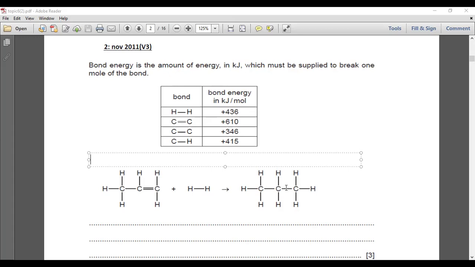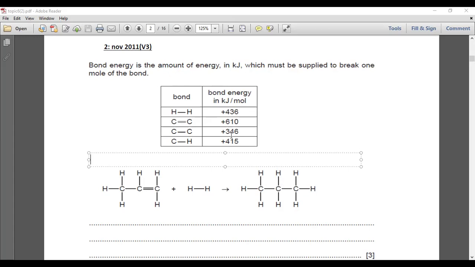Number of bonds? C bond C. Here you have C bond C, and here, attention with me. Here you have C bond C, and here you have C bond C. So you have two bonds, yes? Yes. C bond C here, and C bond C here. So how many? Two.